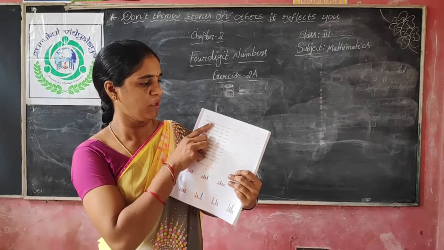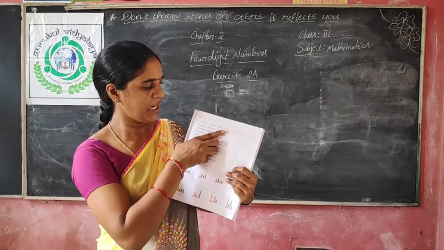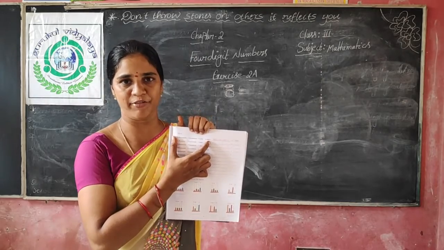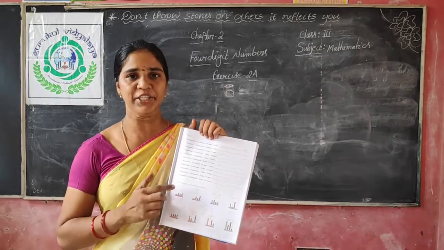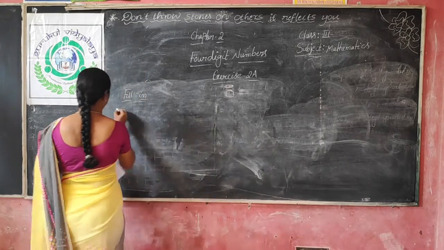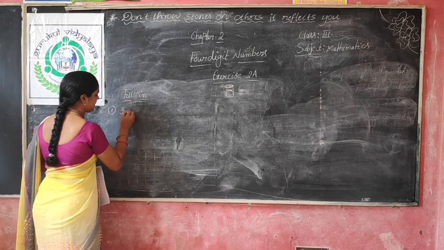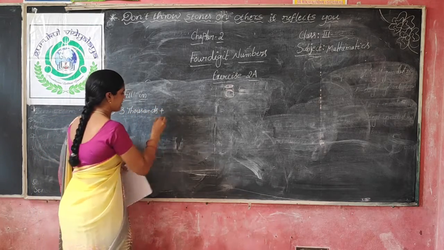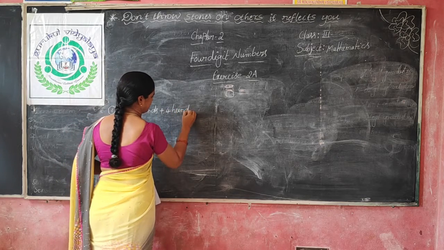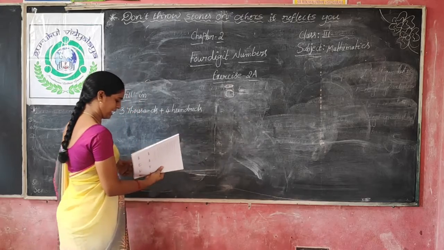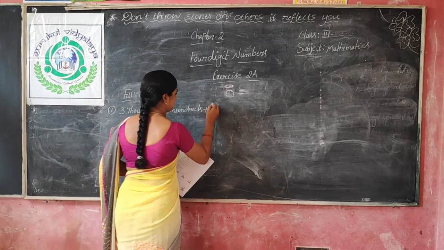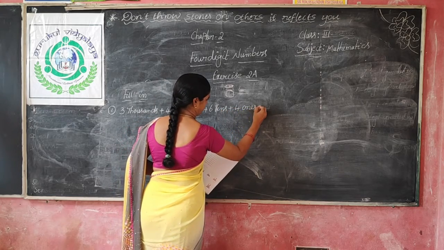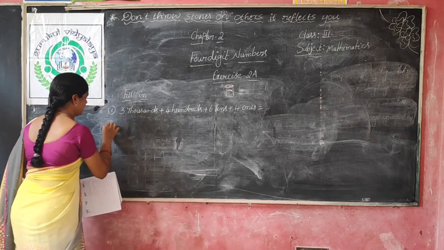This one they have given in words: 3000, 400, 6 tens, and 4 ones. It is like an expanded form. This expanded form we have to write in chart form. See, how many thousands are there? 3000, plus 400. Next, 6 tens, 4 ones. I am writing the next one.